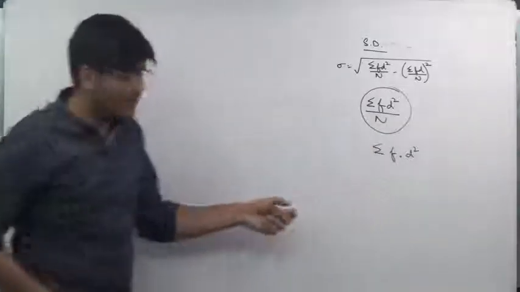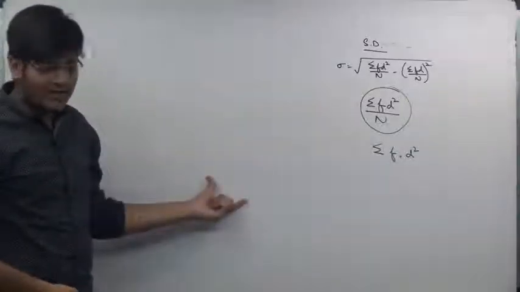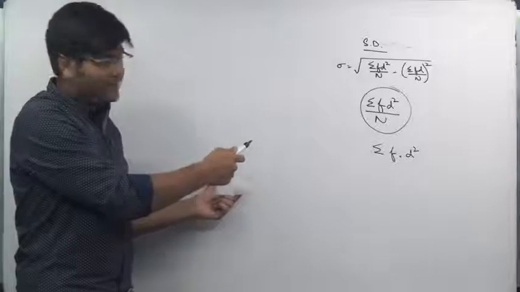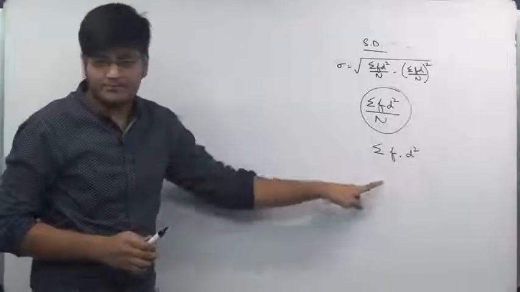So we need to find out d first, then square up the d, multiply it with f, and then find out the total. We don't need to square it up together.